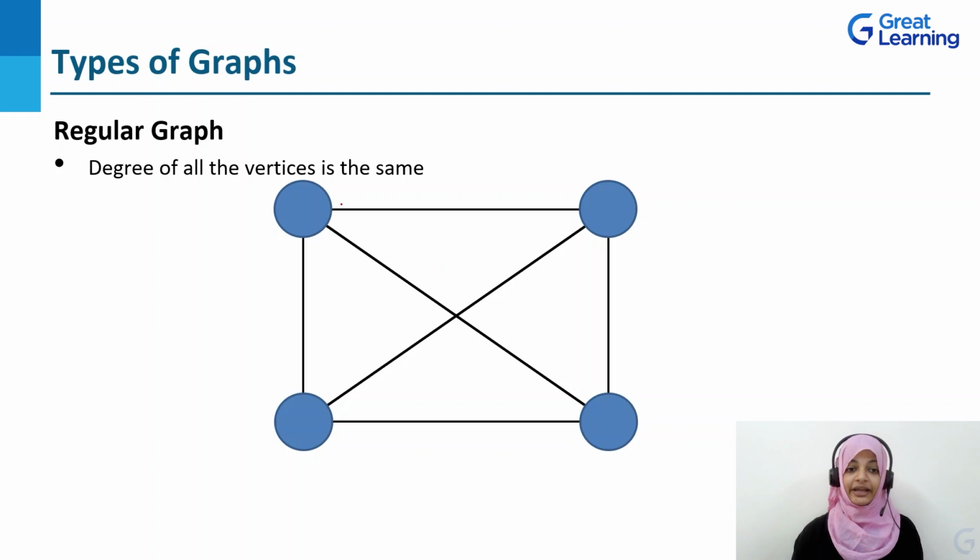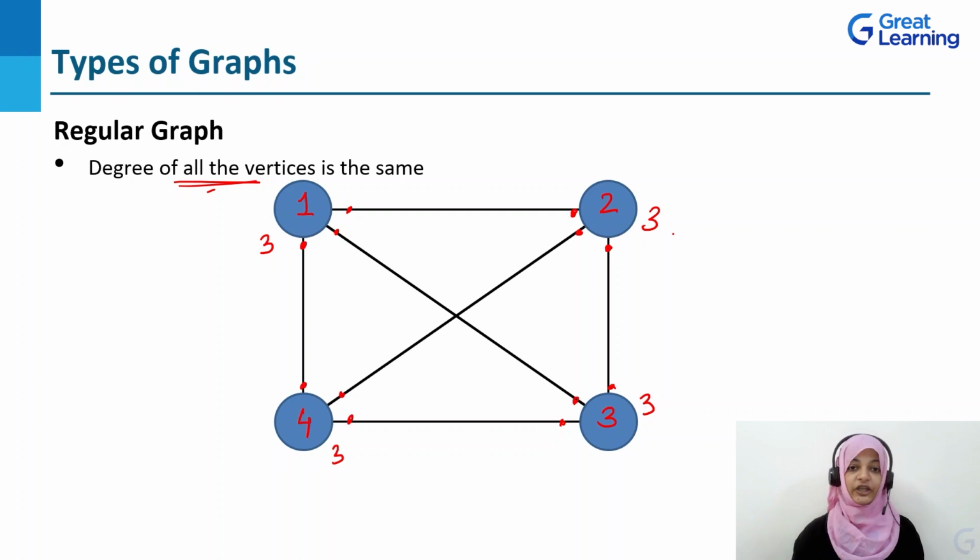Next, let us look at a regular graph. Let us number the graph here as 1, 2, 3, and 4. So what is a regular graph? A regular graph is one wherein the degrees of all of the vertices are the same. So if we look at this particular graph, then the degree of vertex 1 is 3, the degree of vertex 4 is 3, the degree of vertex 3 is 3, and the degree of vertex 2 is also 3. So as we can see, the degrees of all of the vertices that are a part of the graph are exactly the same.